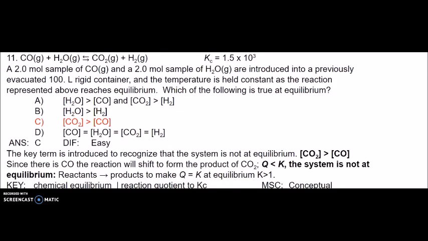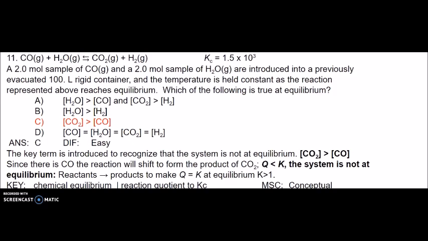Letter C is the correct answer. I recognize that this again is not at equilibrium because of the word introduced. And the reason why the carbon dioxide is going to be greater than the carbon monoxide is that if I plug some numbers into a Q value for my reaction quotient, I'm going to see that that is going to be pretty small comparatively. And I recognize that I have a pretty large K. So therefore, my Q is going to have to be less than K.